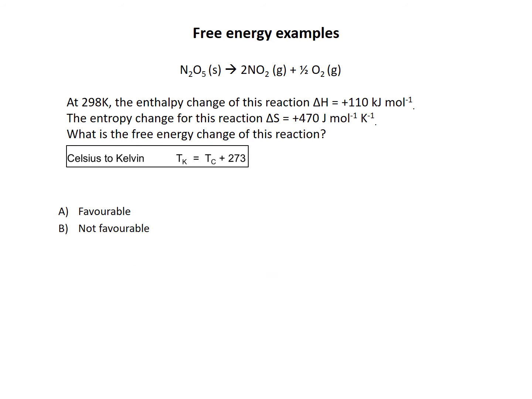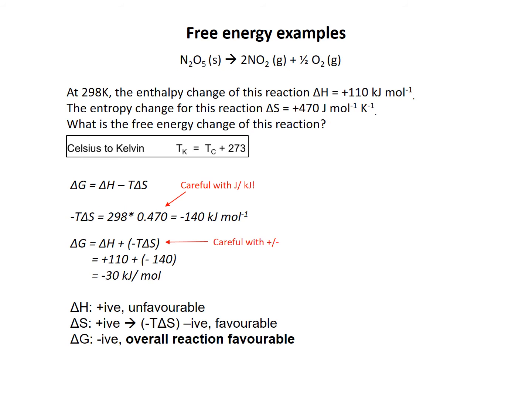Okay, here is another example. I want you to predict whether this reaction is favorable. You will need your calculator. Okay, let's look at the answer. Here is the formula. Delta G is equal to delta H minus T delta S. By plugging in all the values, you should get a negative delta G in kilojoules per mole. So when the value of delta G is negative, it means this reaction is favorable.